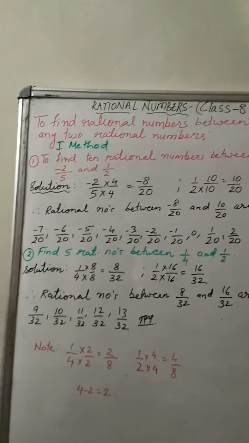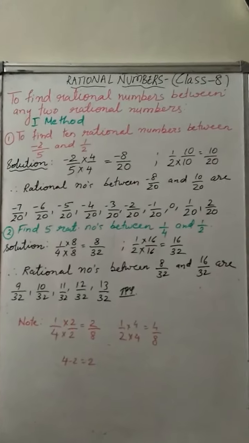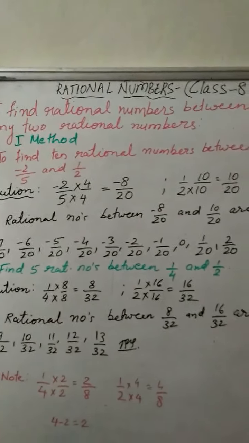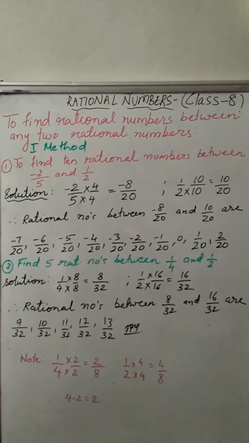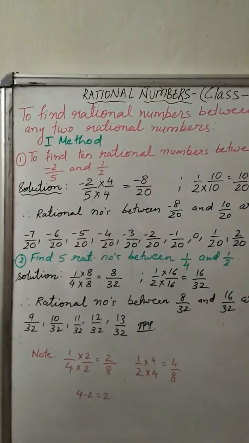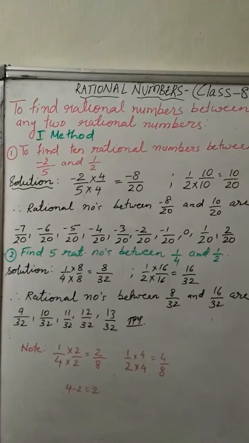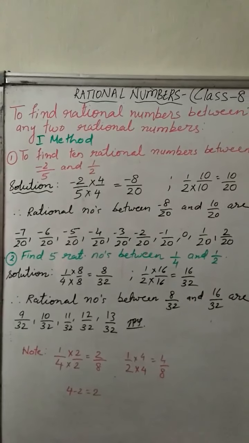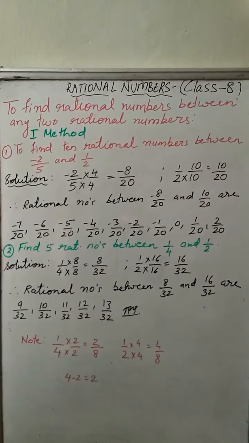Topic is to find rational numbers between any two given rational numbers. Now the first method is by making denominators the same, or you can say by making like fractions. This is an easy method and I think you might have learned this in 7th standard also. So I would like to repeat that method. Let us take one example.